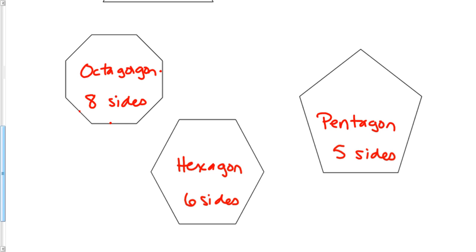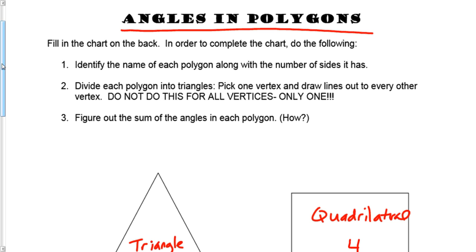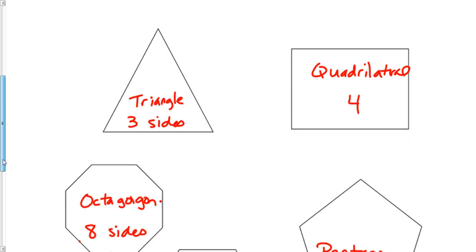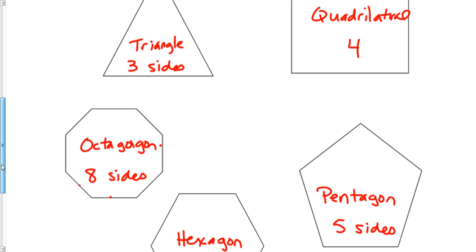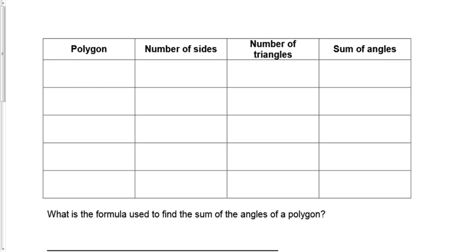So the directions say, let me scroll back up again, that we need to fill in the chart on the back. So if you turn your paper over to the back now, we're going to enter these shapes into our chart, and we're going to put them in order by number of sides. In the chart, the first polygon that I'm going to write in is a triangle. And its number of sides is 3. The next one will be the quadrilateral. And its number of sides is 4, etc.